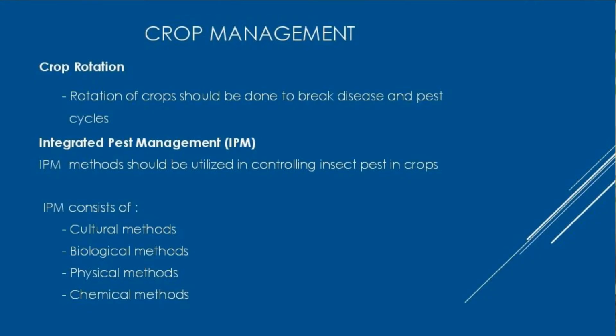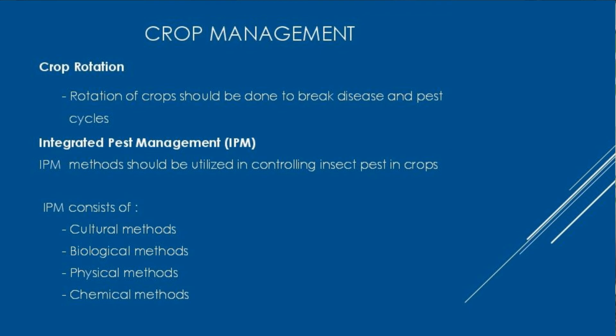Again, as we mentioned, crop rotation should be done to break pest and disease cycles. If you monocrop all the time, you present yourself to one particular pest and disease all the time in that particular field. If you rotate with another crop, you break that cycle to help to reduce and control that pest within that area.